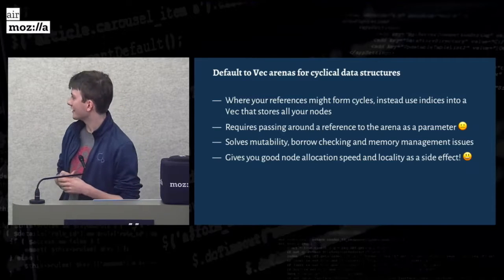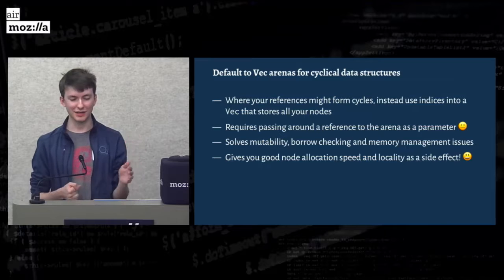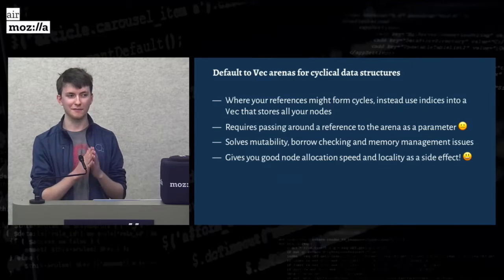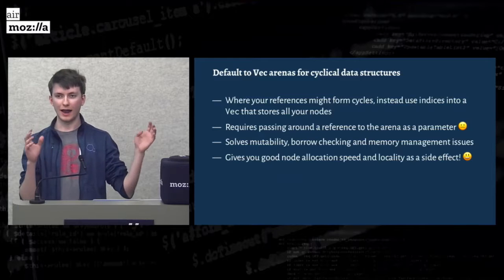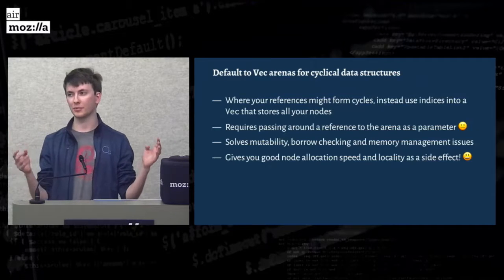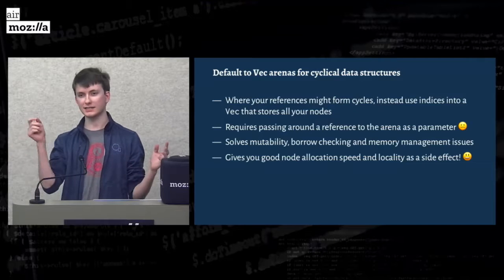And I'm going to come out and say that using a vectorino is the best. And what that means is that you create a vector, just an array, where every time you have a new node, you just add it on to the end of the vector. And instead of where you would normally use pointers, you use indices.